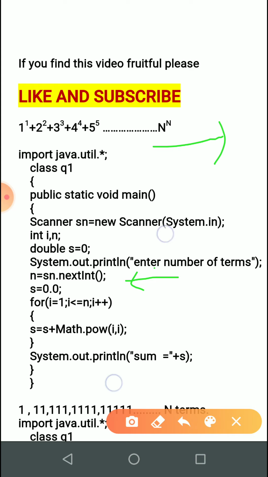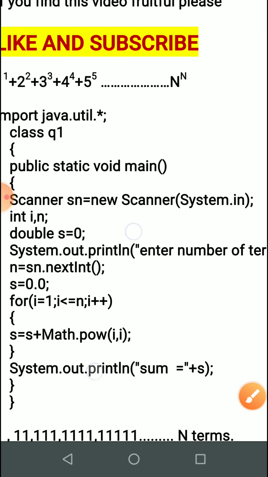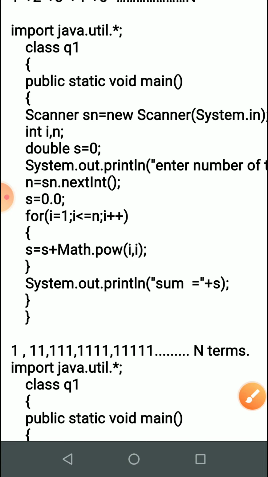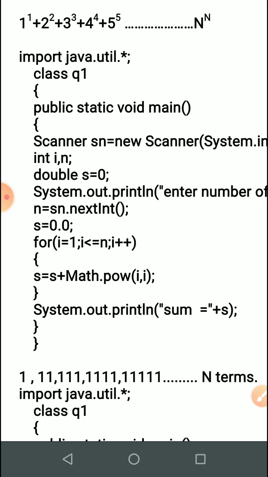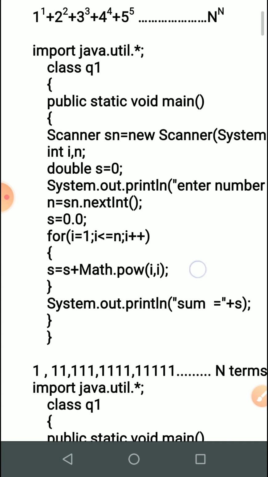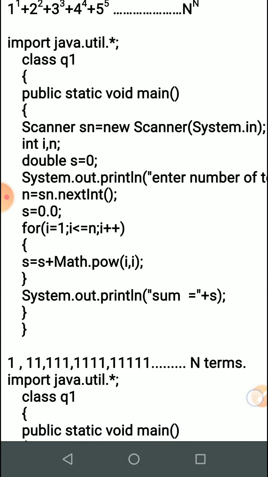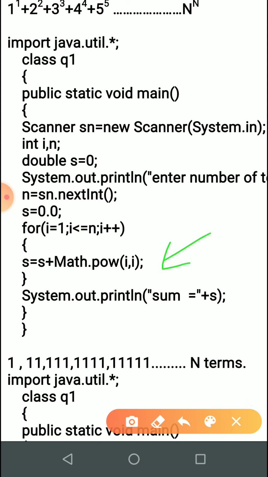Then we have taken the loop as I equal to 1, I less than or equal to n, and I plus plus. Because the series' first term is 1, that's why it starts with 1. It is going up to n, so I is less than or equal to n, and each time it is incremented by 1, that's why I plus plus. And here it is taking s equal to s plus Math.pow(I, I).